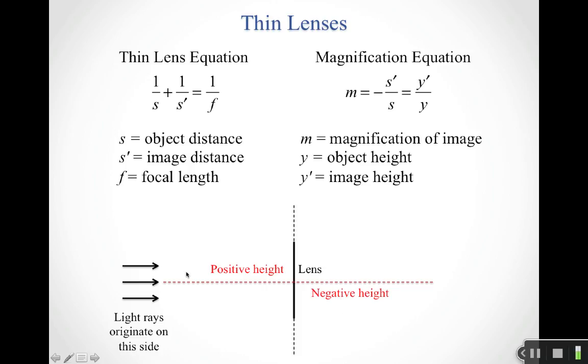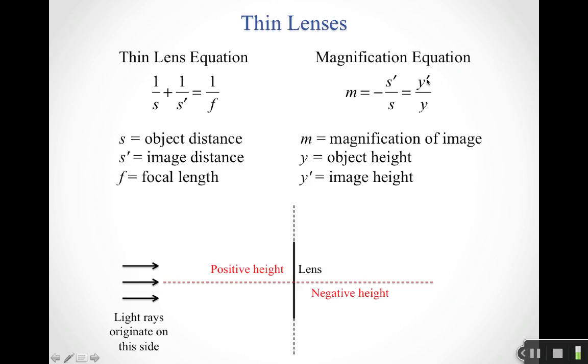So in our first picture, where we had an object over here that pointed up, we created a real, reduced, inverted image. Since my image was on this side, that would be a positive image distance. My object was over here, that would be a positive object distance. So the magnification would be a negative sign times a ratio of two positive quantities. My magnification would actually be negative.